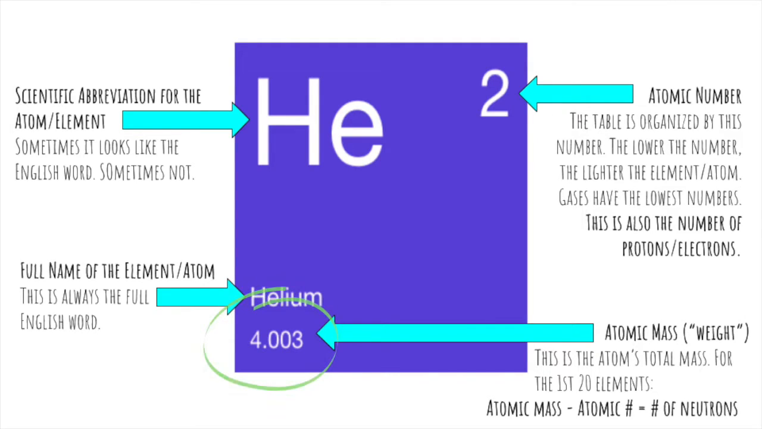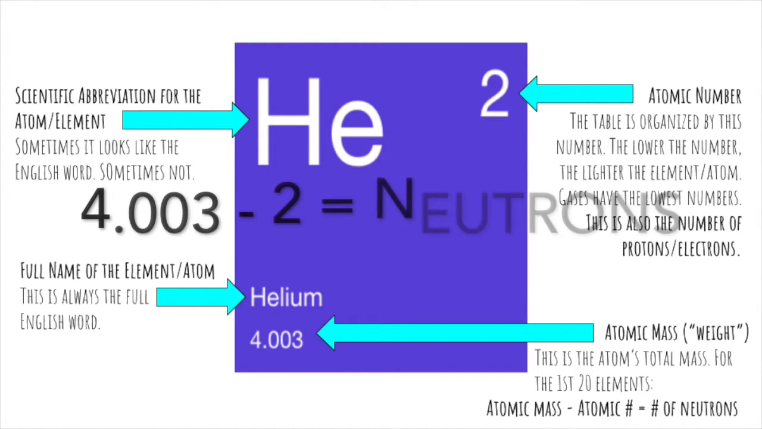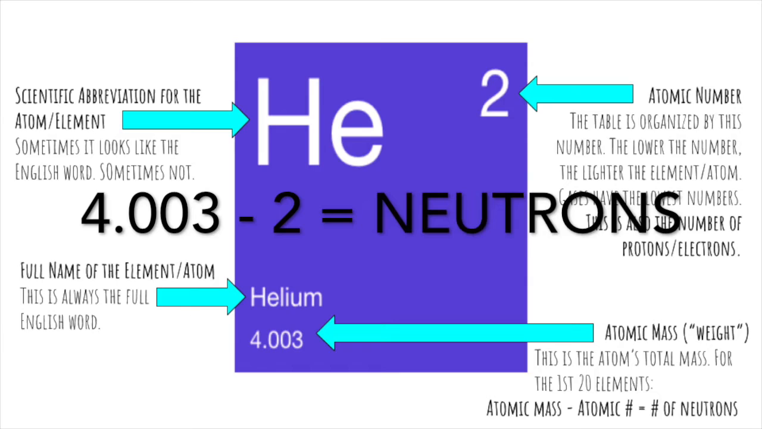The other number that's normally a decimal point is the atomic mass. So this number tells us the average mass for a helium atom. The information that we can get from the atomic mass is about the number of neutrons that the average helium atom has. How do we do that? Well, we take the atomic mass, we subtract from it the atomic number, and then that number reveals to us the average number of neutrons.